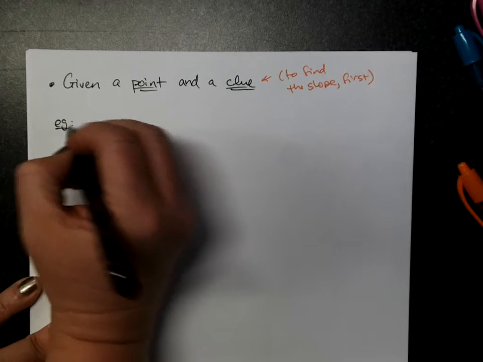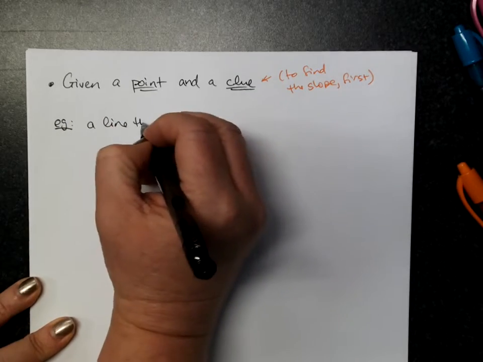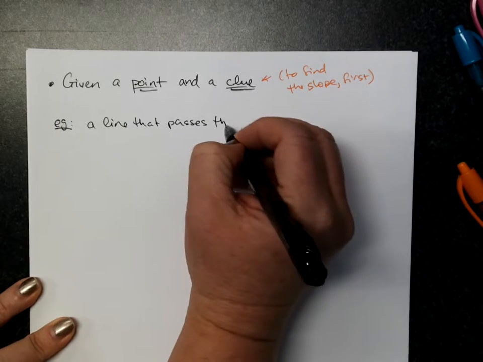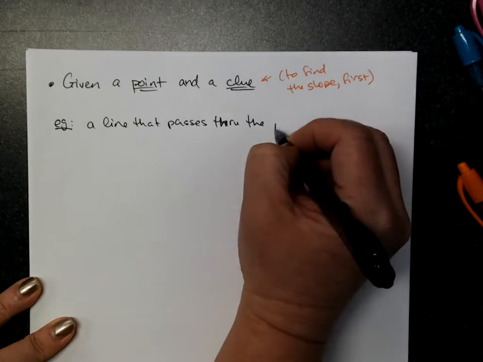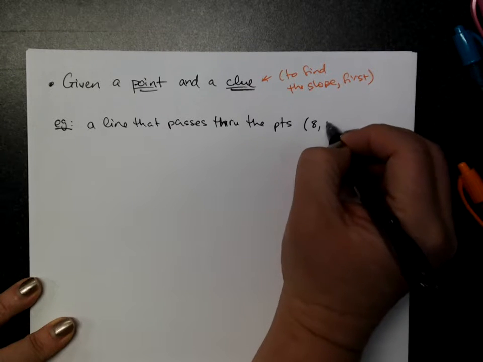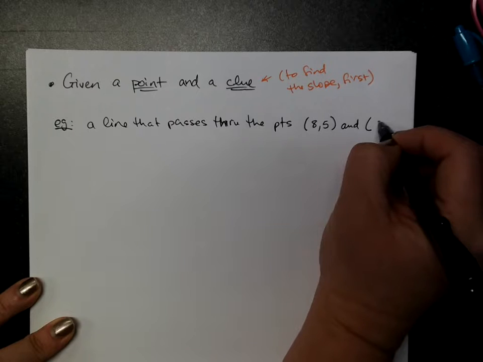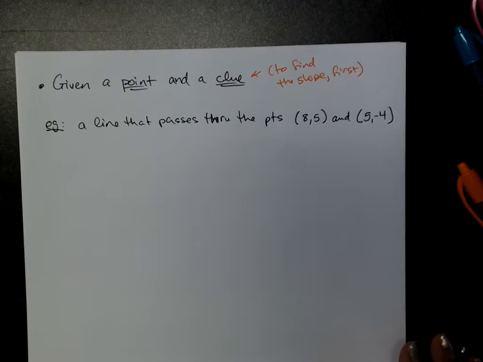Okay. So for example, you are told to write the equation of a line that passes through the points 8, 5, and 5, negative 4. So, you have 2 points, but you don't have a slope.